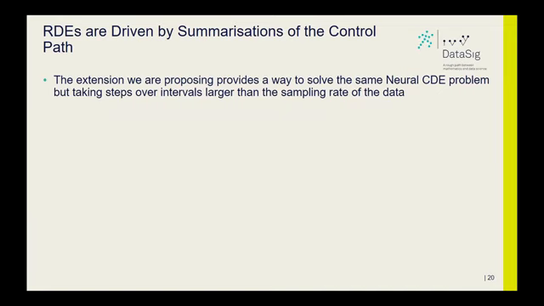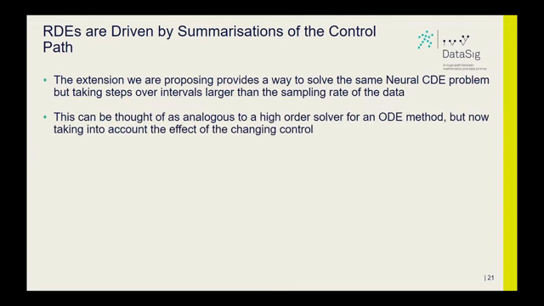So the extension is providing a way to solve precisely the same differential equation. The differential equation is not being changed, and what we're solving is not being changed in any way. But these features allow us to take integrals over steps larger than the sampling rate of the data. And so this can be thought of as analogous to a higher order solver for an ODE method. If we have a higher order solver, we can take a larger step and still retain accuracy.